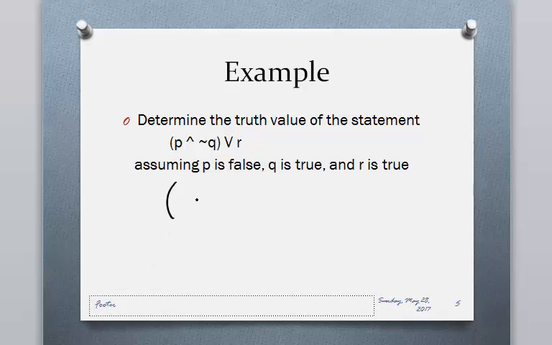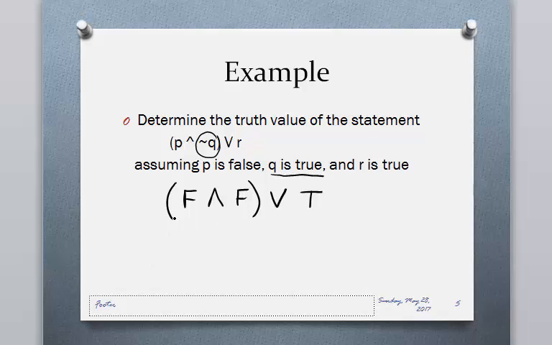So we begin with P. We know that P is false. We have our symbol for and. We need the negation of Q. We know that Q is true, so the negation would be false. And we'll close our parenthesis. We'll do our symbol for or, and we know that R is true.